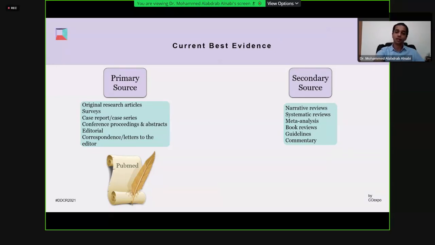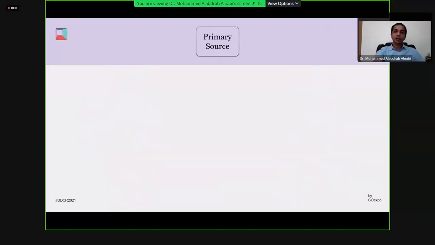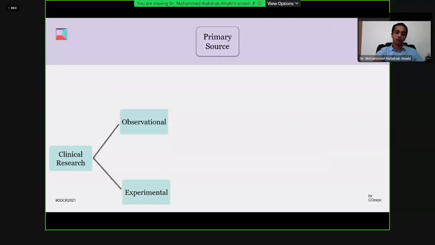And then a secondary resource is something that is taken from primary resource. Someone has already read the primary resources and started making secondary resource, including a narrative review, which looks just like a textbook, for example, or a systematic review article, or a meta-analysis, or a book review. A very good example is UpToDate. We all use UpToDate, and it's kind of a mixture between narrative and systematic review. Now, primary sources is what we're going to talk about today.